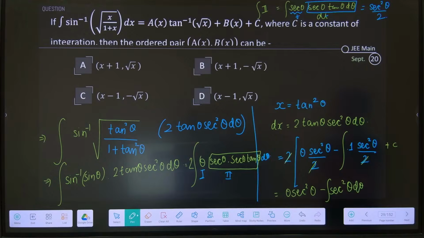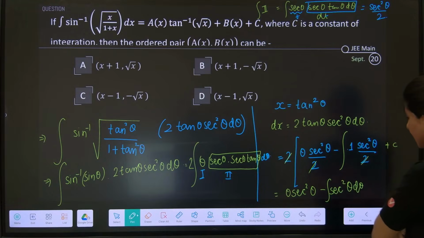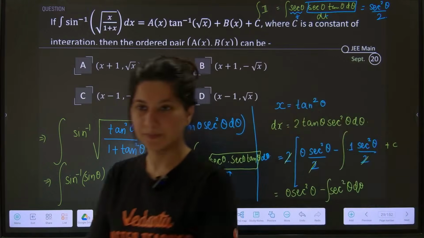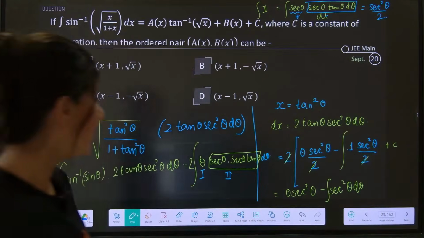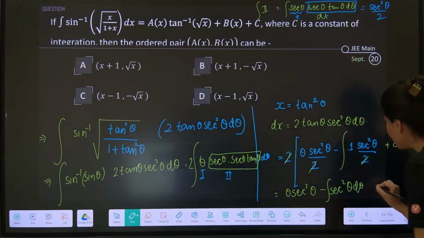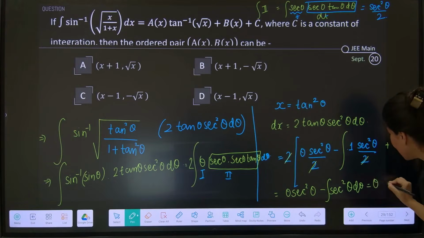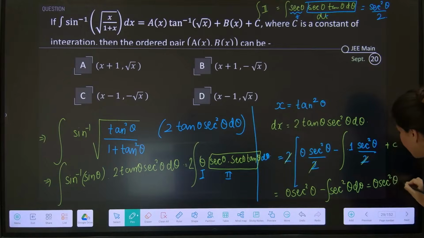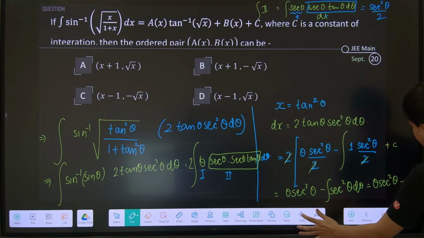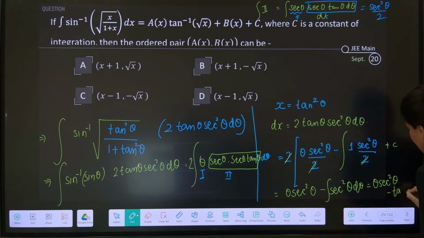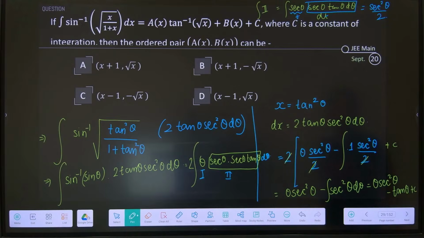Sec square theta is 1 plus tan square theta, so we need the integration of that. Yes, integration of sec square theta is tan theta. So the answer is theta sec square theta minus tan theta. Absolutely. That's it. Done. So now this is your answer.